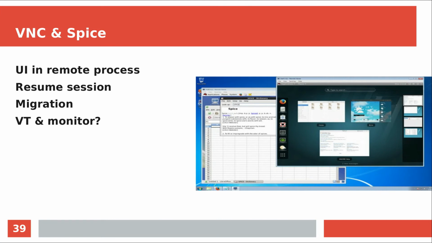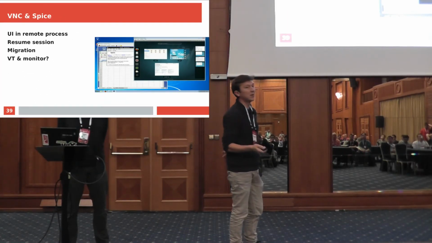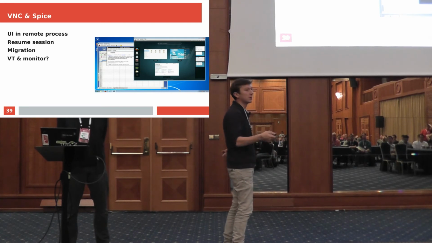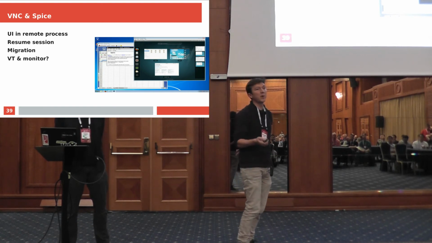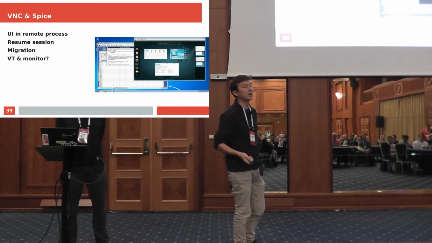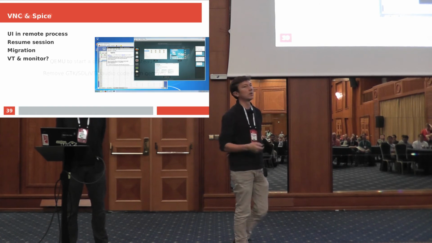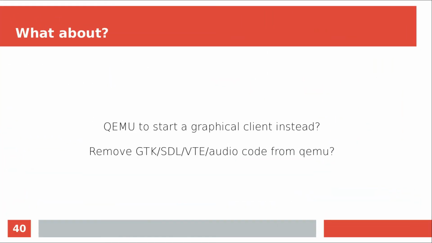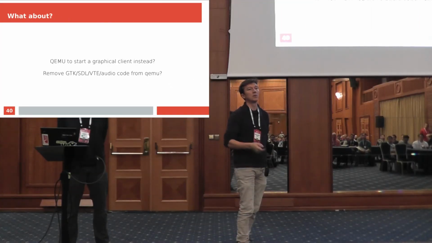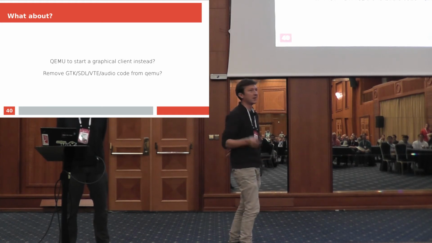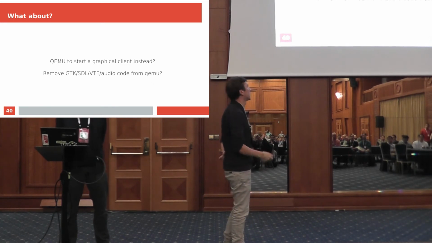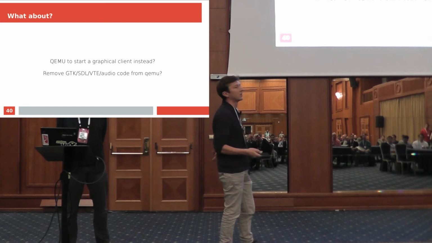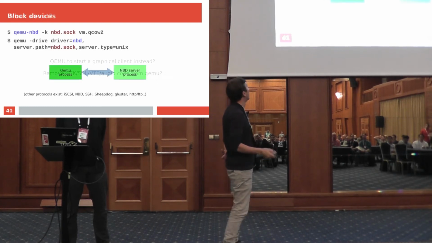So VNC and Spice allow you to run the UI in a separate process, right? And you can resume and so on. It's very convenient. They handle migration actually pretty well. And with Spice, there is some extension, not being used, where we can have a monitor and virtual terminals. So what else do you need in QEMU? Why don't we just start this process and remove all the SDL and GTK code from QEMU? It would be 100,000 lines less in QEMU to bother with, and all the audio stuff, for example. This is just a suggestion, but I think it's worth thinking about because there is a lot of duplication of effort.